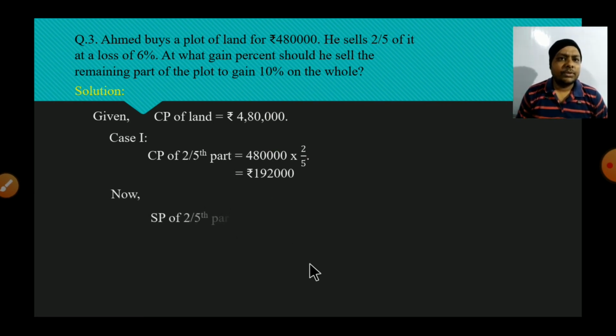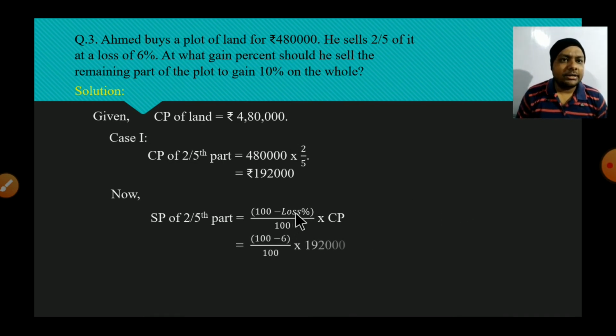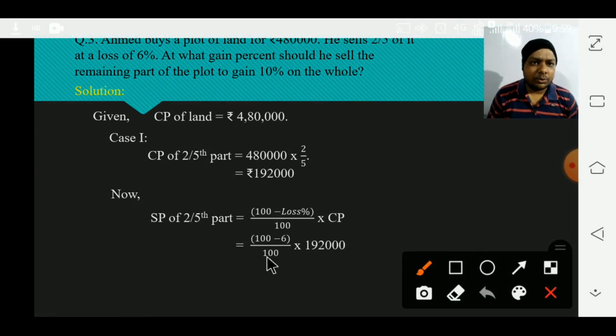Now we can directly apply the formula of SP, 100 minus loss percent by 100 into CP, because after selling 2 by 5 part of it, Ahmad loses 6%. Let's put the value. 100, loss percent 6, here 192,000. If you cut it, then what? 2020 will cancel clearly. 100 minus 6 will be what? 94 and into 1920. Okay, let's multiply this.